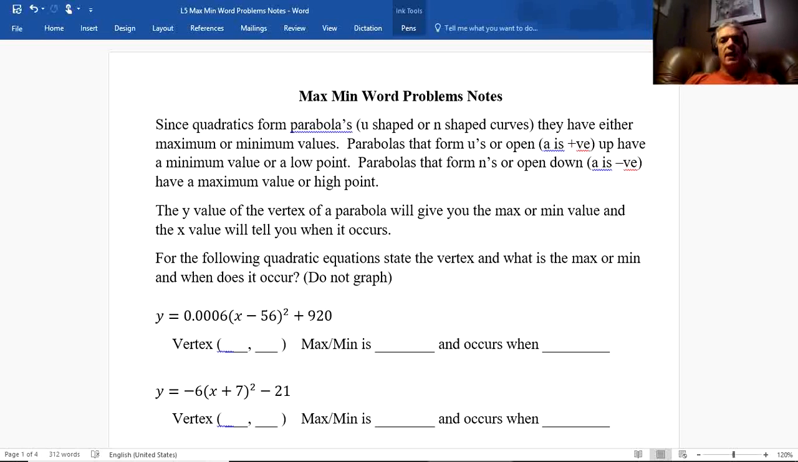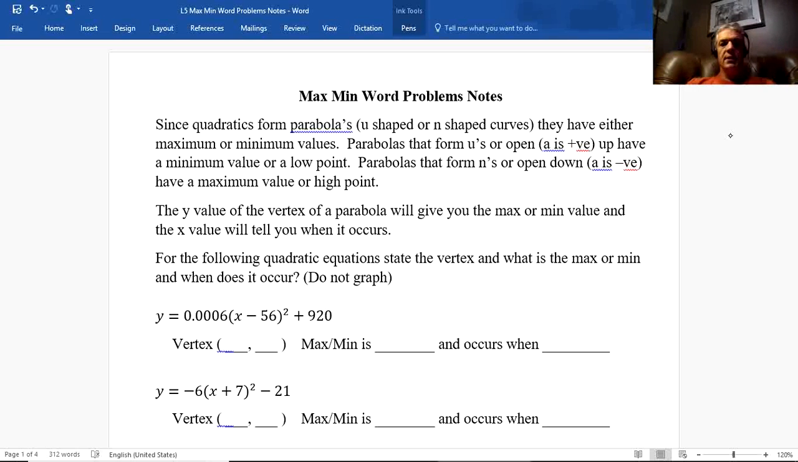Now, since quadratics are parabolas, which means they are either U-shaped, if you remember, like this, then they have a low point, which we refer to as a minimum. Or they can be N-shaped like this, and then they have what's referred to as a maximum. And this is what we're most interested in with respect to parabolas.